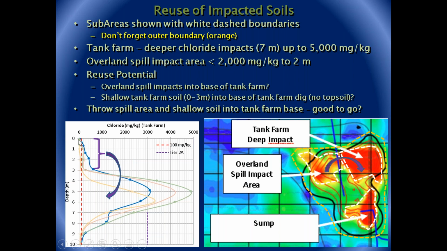But anyhow, you can see a lot of these profiles. It drained through the soil, and then it got into a lower permeability material. And so we have concentrations building up to 5,000 parts per million. And then we got closure by 10 meters.